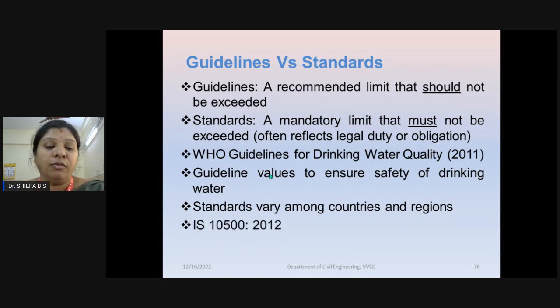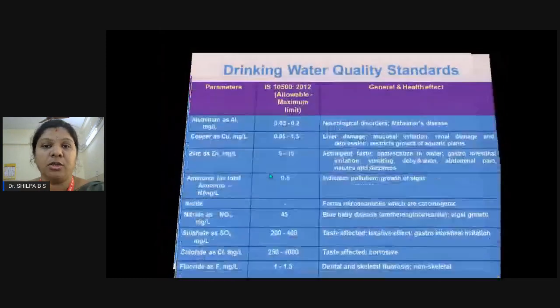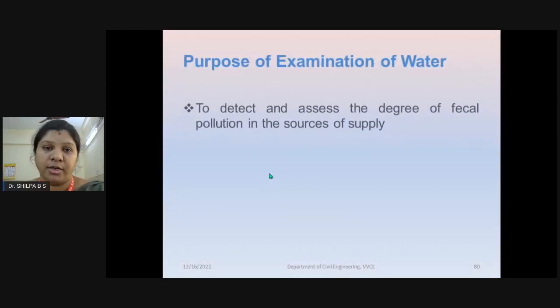In India, we follow the Bureau of Indian Standards, that is IS 10500, and the latest standard was given in the year 2012. We will be following this IS 10500:2012. These are all the drinking water standards.